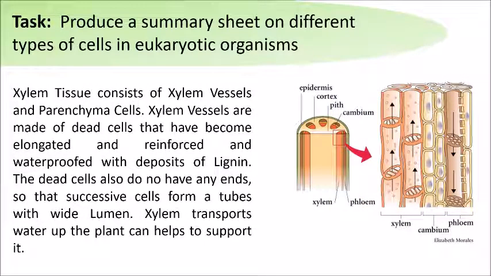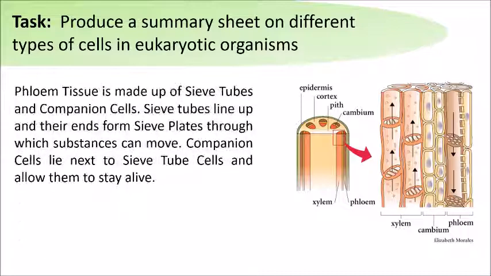Xylem tissue consists of xylem vessels and parenchyma cells. Xylem vessels are made of dead cells that have become elongated and are reinforced with waterproof deposits of lignin. The dead cells also have no ends, so that successive cells form tubes with a wide lumen. Xylem transports water around the plant.